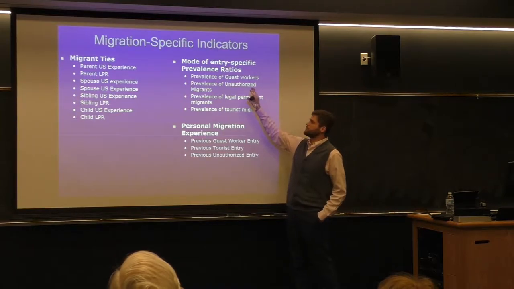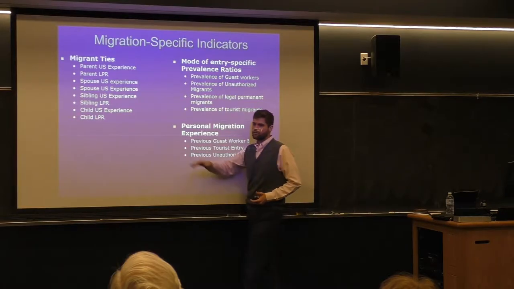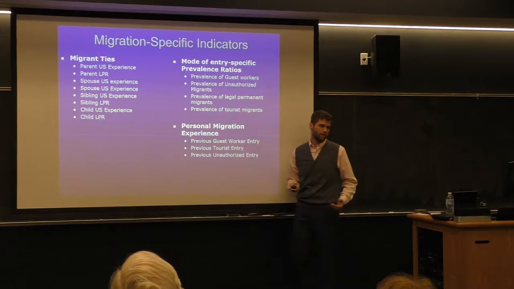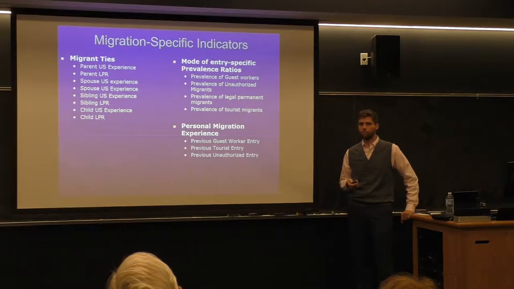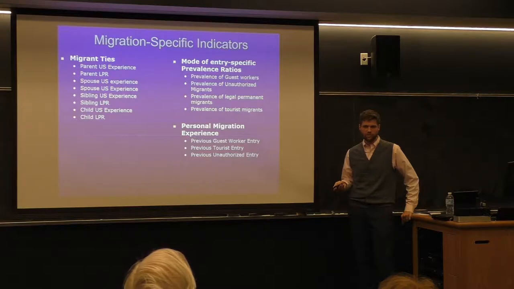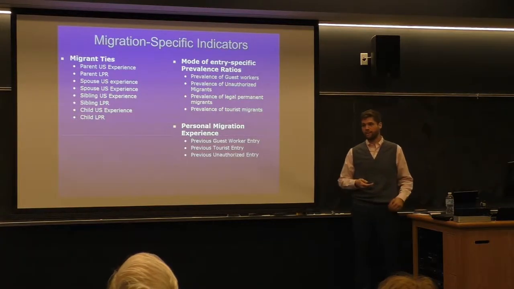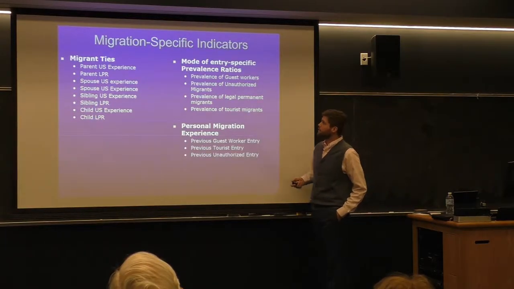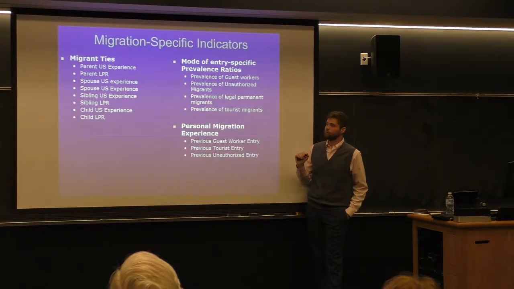So the migration specific indicators included in that X variable. First are just these general migrant ties, things that we know are strongly correlated with the probability of an unauthorized migration. Ties to parents, spouses, siblings, or children with this migration experience. Because these, again, are potential sources of information, an incentive to migrate to reunify, a source of financial resources to afford an unauthorized trip. And then I created two sets of mode of entry specific variables.